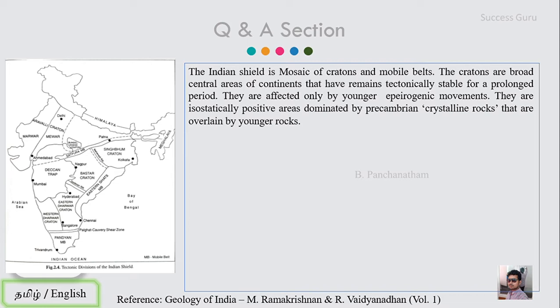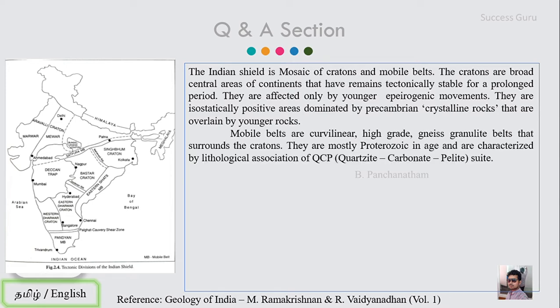This is somewhat an addition to what was previously defined. They are isostatically positive areas dominated by Precambrian crystalline rocks that are overlain by younger rocks. Okay, so this is the definition of the craton from this book. And the mobile belts are curvilinear high-grade gneiss-granulite belts surrounding the cratons, and they are mostly Proterozoic in age and are characterized by a lithological association of QCP suite, that is quartzite-carbonate-pelite suite. This definition covers the Indian context. For other regions it may or may not apply, right?